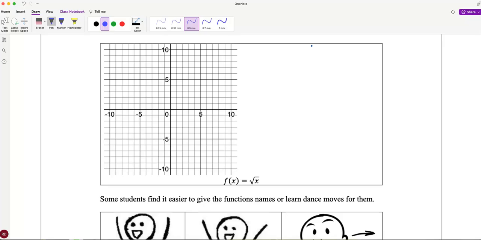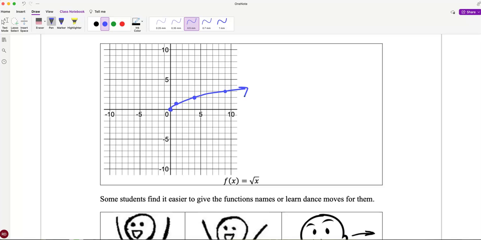And then the last one is the square root of x. The square root of 0 is 0. Go over 1 up 1. The square root of 1 is 1. My next perfect square is 4. The square root of 4 is 2. The square root of 9 is 3. So that's how I see the square root guy.